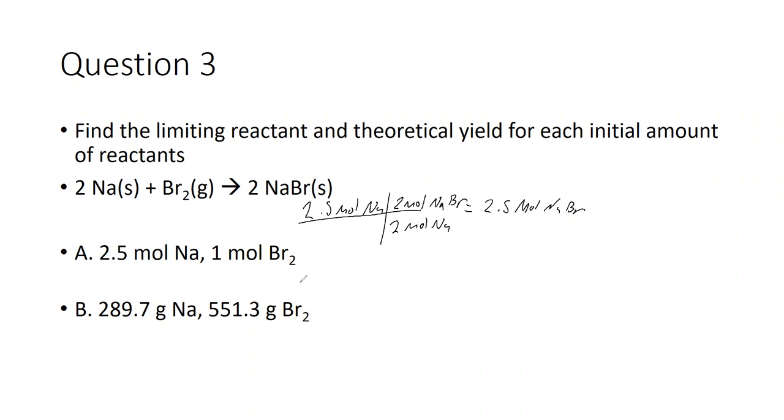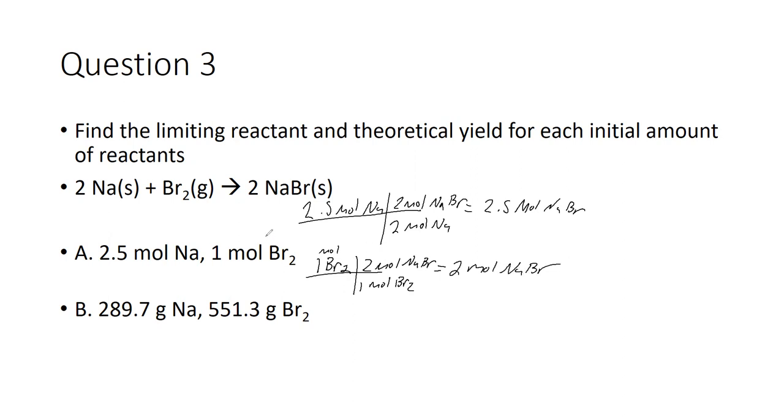Now I need to do the same calculation with bromine. If I start with 1 mole of bromine, and I want to know how much sodium bromide I can make, well, my coefficients say for every 1 mole of bromine, I make 2 moles of sodium bromide. So if I start with 1 mole of bromine, I can make 2 moles of sodium bromide.